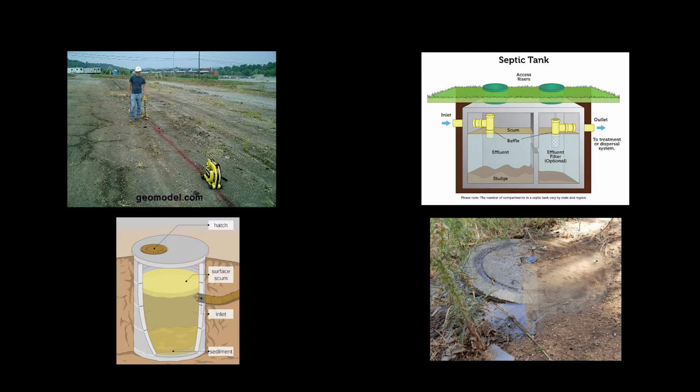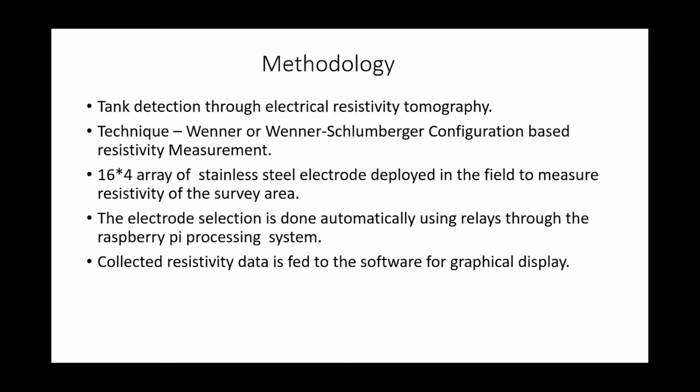4. Identify the spill. Methodology followed in the design of the equipment are as follows. 1. Electrical resistivity tomography technique is used. 2. The proposed equipment uses Wenner-Schlumberger method to measure the resistivity. 3. For easy and simple equipment handling, automation is applied. 4. The proposed equipment uses 16x4 array of stainless steel electrodes.